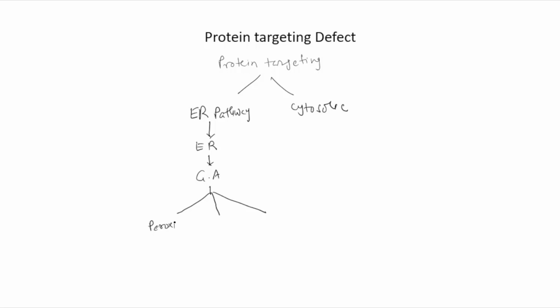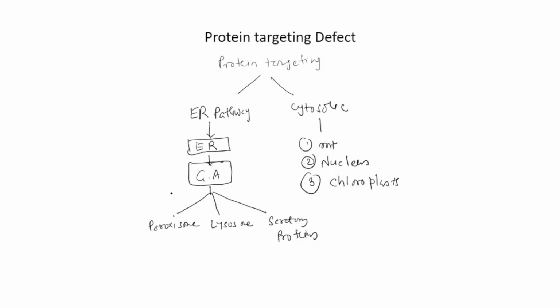What are those organelles? Peroxisome, lysosome, and there are secretory proteins. Whereas the cytosolic branch targets proteins from ribosomes to organelles such as mitochondria, nucleus, and chloroplast.